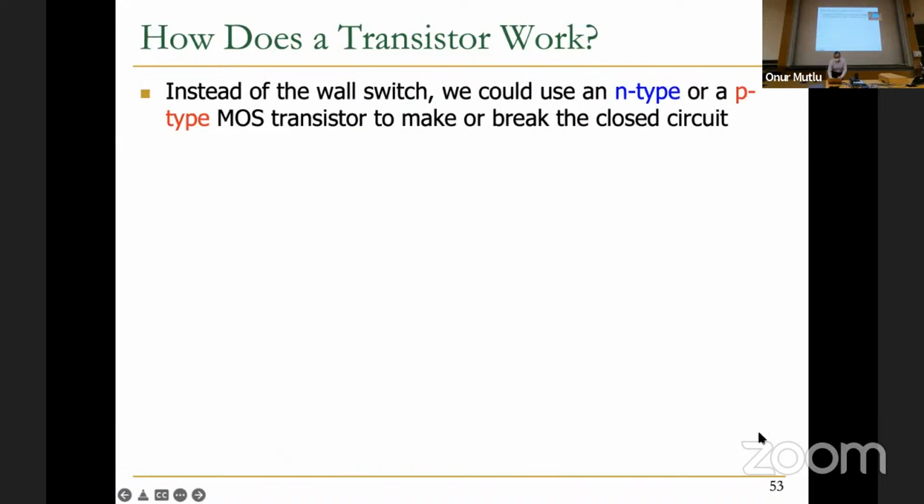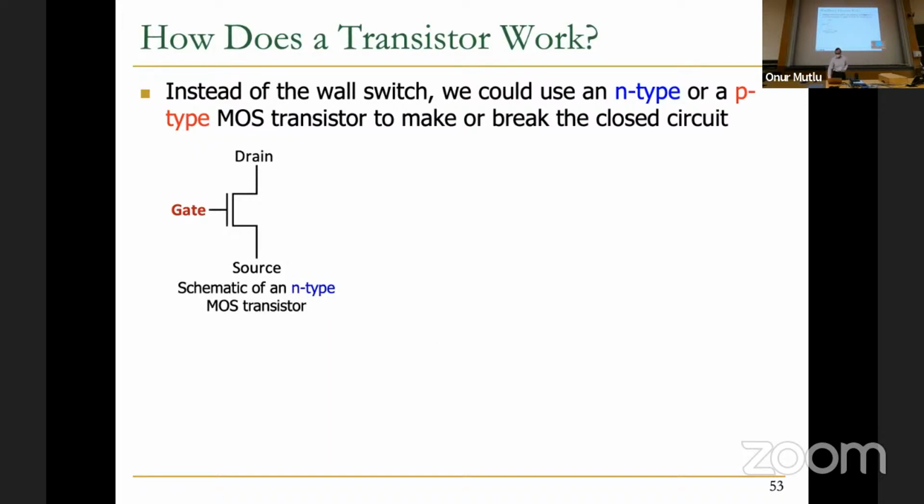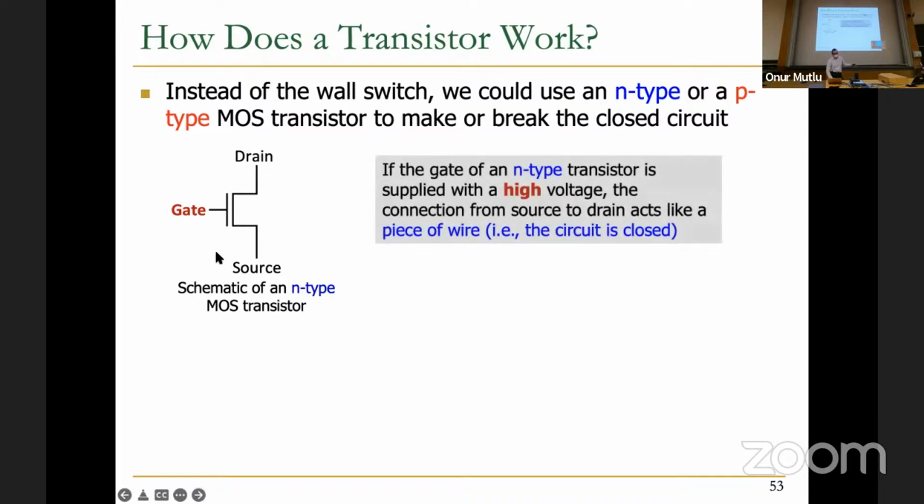So instead of the wall switch, we could use either an N-type or P-type metal oxide semiconductor transistor to make or break the closed circuit. Let's use an N-type. So this is the schematic of this N-type MOS transistor. I'll call it MOS from now on because metal oxide semiconductor is kind of too wordy, right? As I said earlier, if the gate of this N-type transistor is supplied with a high voltage, the connection from the source to drain acts like a piece of wire, meaning the circuit is closed.